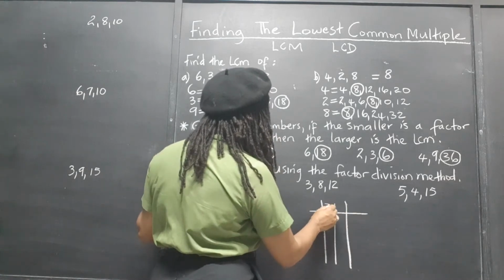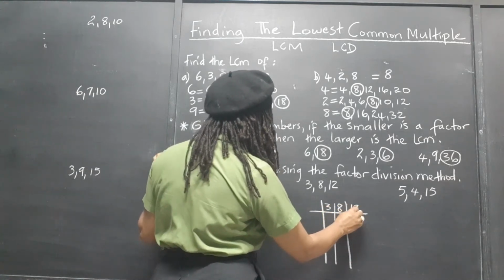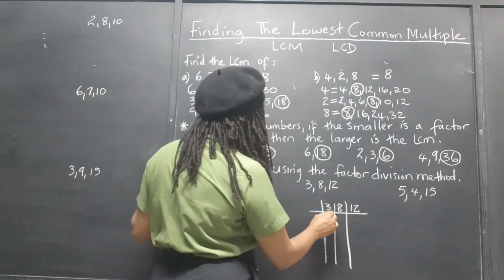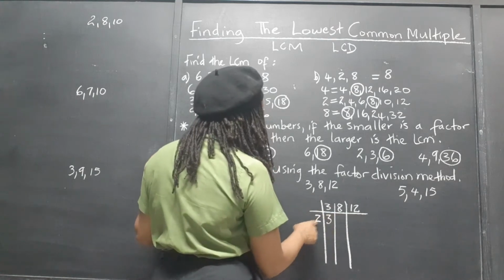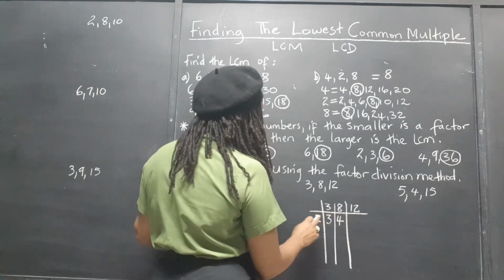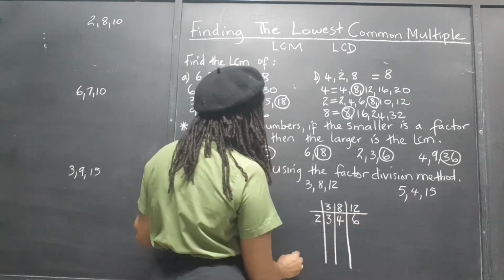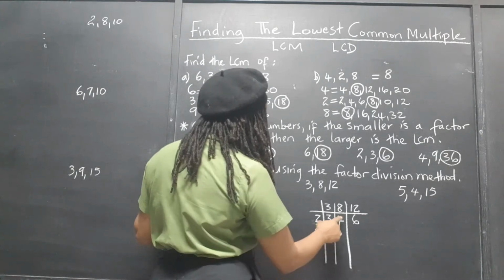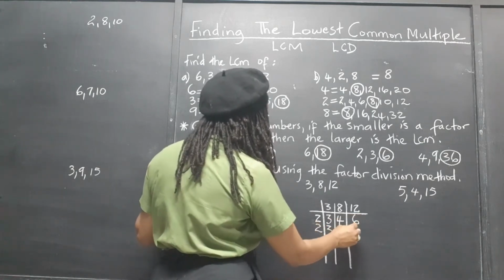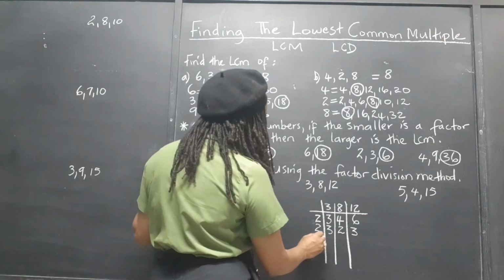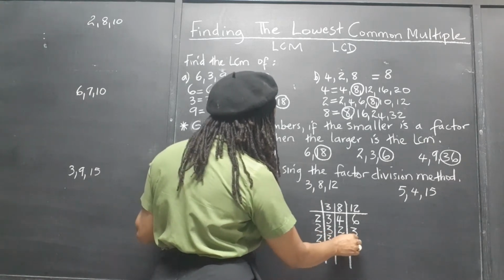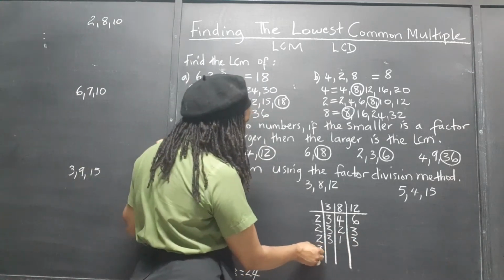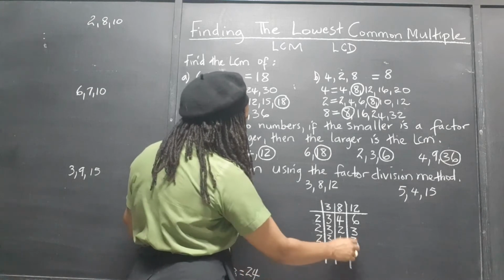So we have 3, 8, and 12. Alright, so let's use 2. 2 can't go into 3, so we're going to put back the 3. 2 into 8 goes 4 times. 2 into 12 goes 6 times. Trying 2 again. Carry down the 3. 2 into 4 2 times. 2 into 6 3 times. Using 2 again, so keep carrying down the 3. 2 into 2 1. And finally, we're going to use 3, 3 into itself once, 3 into itself once.